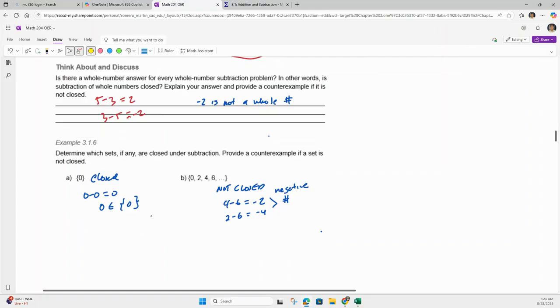0 is closed because 0 minus 0 equals 0. And then in this case, 2 is not closed, because if you change the order from small minus big, you always get a negative number, which is not a whole number. So that's it.